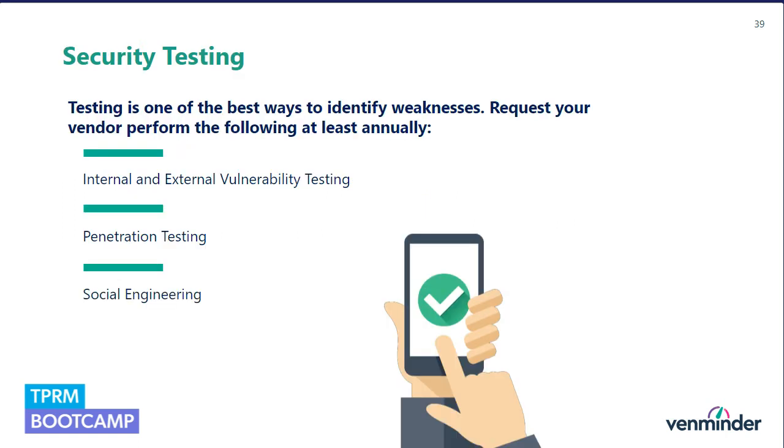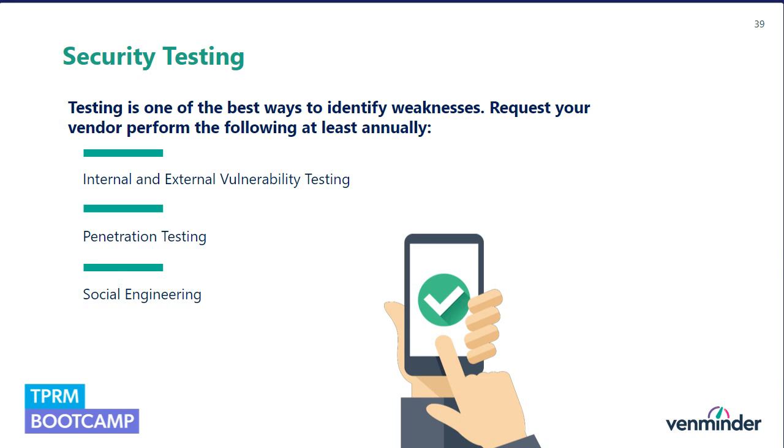So starting with security testing, this is really just a great way to identify weakness in a tangible format. Your vendor's reported security testing should include things like regular, standardized penetration testing of both their internal and external networks, as well as social engineering testing. Social engineering testing should include things like simulating phishing emails, employee awareness tests.